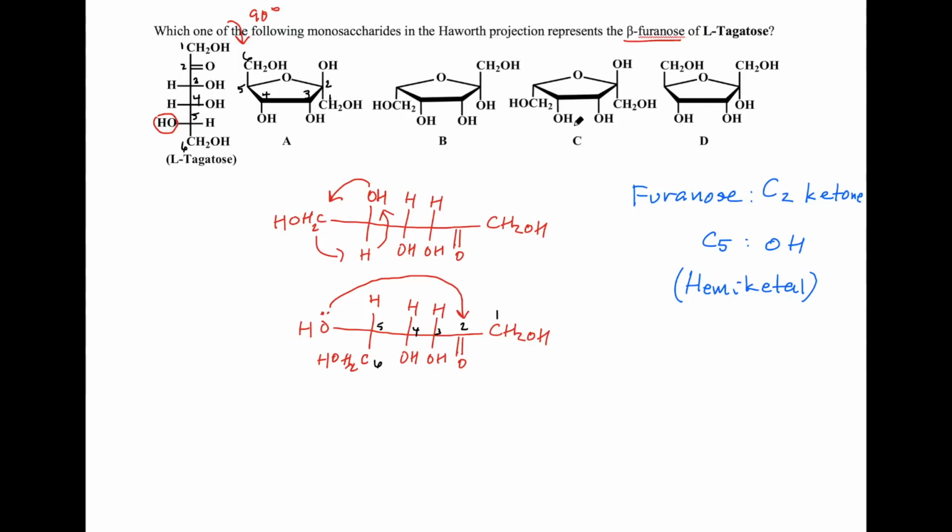Now we can start drawing the ring close form. So this is how I would approach it. Go ahead and draw a line depicting this carbon number 3 and carbon number 4 bond, and draw one going up and one going up on the other side.